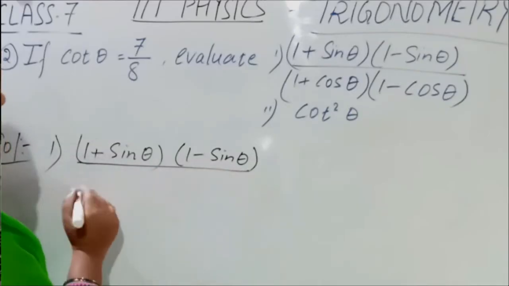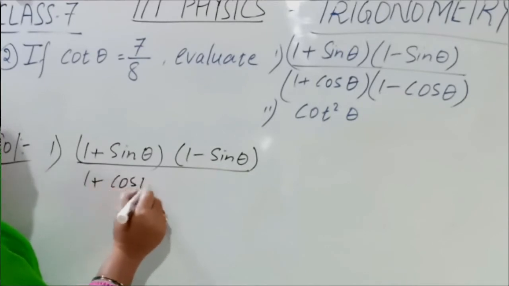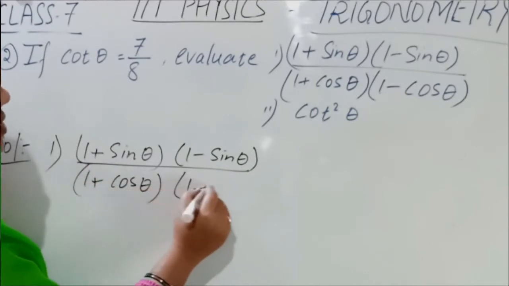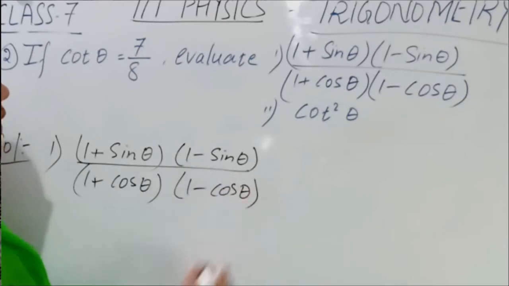Not to matter. These two you have to evaluate. Given that cos theta is equal to b by a, in the first question you have to evaluate 1 minus sin theta plus 1 plus sin theta. In the second question you have to evaluate 1 plus cos theta into 1 minus cos theta. I will tell you.